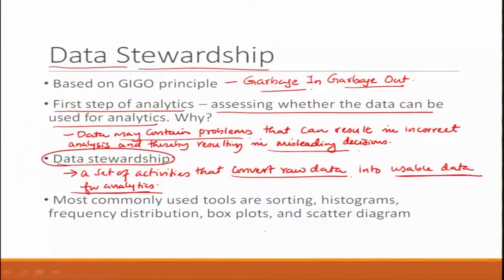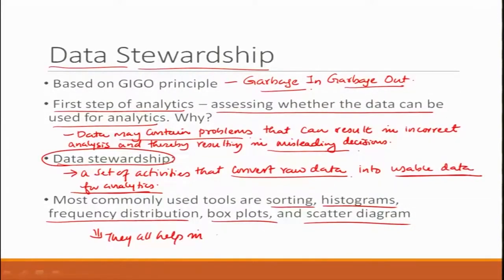Okay. And the most common tools that are used are sorting, and, as you have already seen, histograms, frequency distribution, box plots, scatter diagrams, etc. We have seen almost all of these tools and how they can be used to decide fitness. So, they all help in quantifying the fitness of the data for analysis, where we are checking whether we can use this data to do analysis. That is the part of data stewardship.